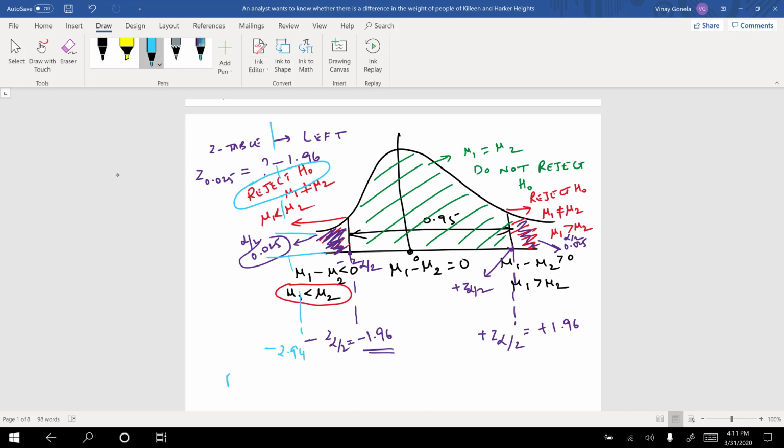So that means our conclusion is to reject your H null. So that's how you'll be solving. One of the things is, because it fell on the left side of the normal distribution and within the rejection region, your mu1 is less than mu2. The other way is Killeen has less weight compared to Harker Heights.